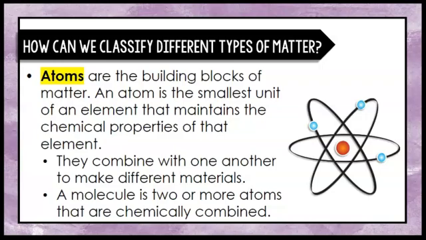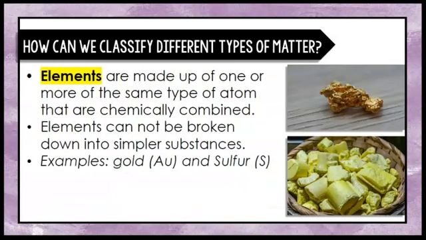Atoms are the building blocks of matter. An atom is the smallest unit of an element that maintains the chemical properties of that element. They combine with one another to make different materials. A molecule is two or more atoms that are chemically combined. If these two atoms are the same, we have an element. For example, O2 is two oxygen atoms put together. It is the element oxygen.